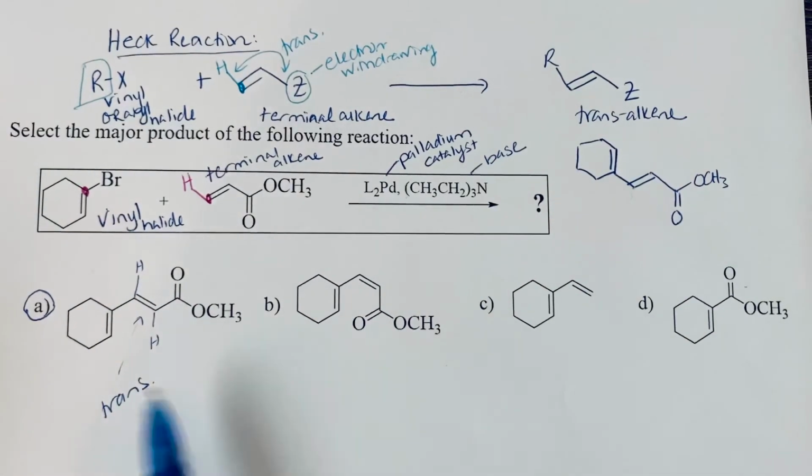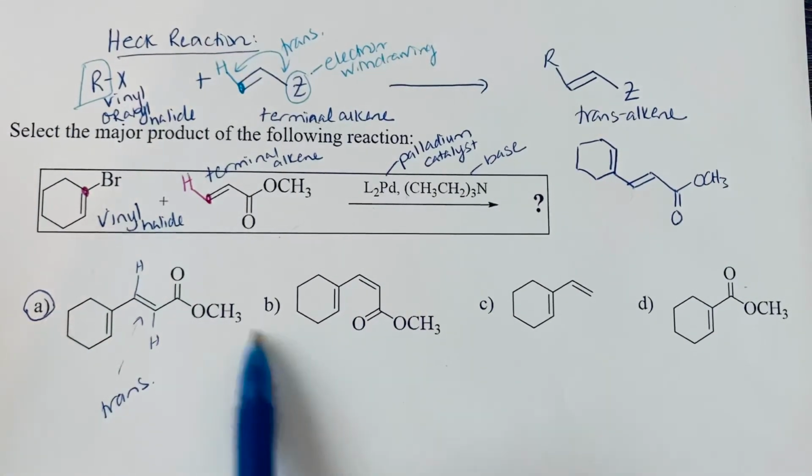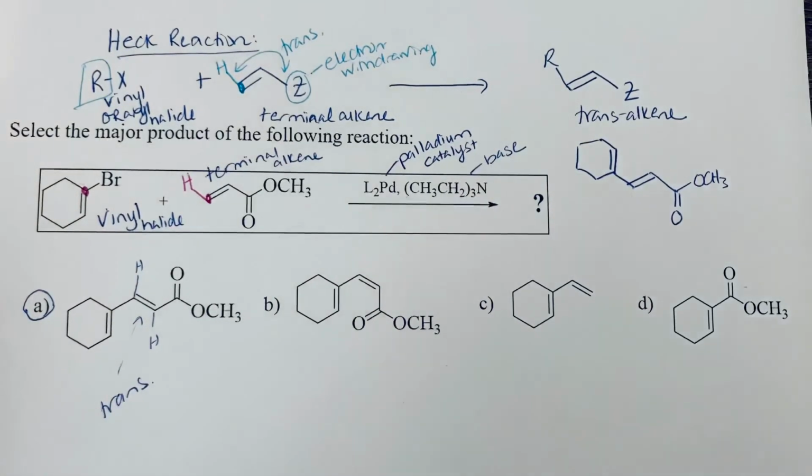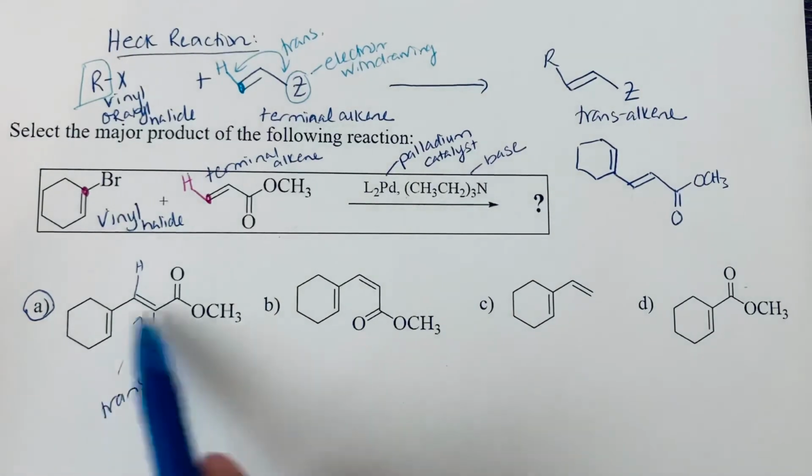And that would be the only thing that would differentiate A from B. So this is the thermodynamic product. It's making it more stable. It's less sterically hindered.